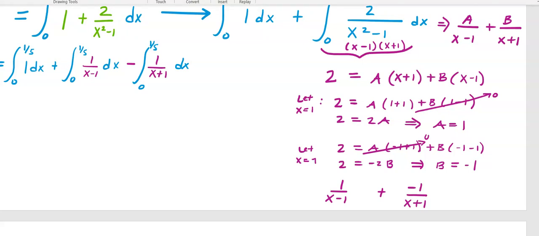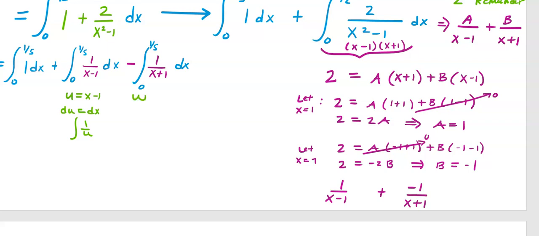Okay, so for the last two integrals, I'm going to do a quick u substitution. My u in the first one is going to be x minus 1, and my du is going to be dx. So really this is just the integral of 1 over u. If I do the same thing for the other one, it's going to be w equals x plus 1, dw is equal to dx. And so really this is just the integral of 1 over w dw. So this is just a real quick answer of an ln there. Nothing fancy when we write our final answer.